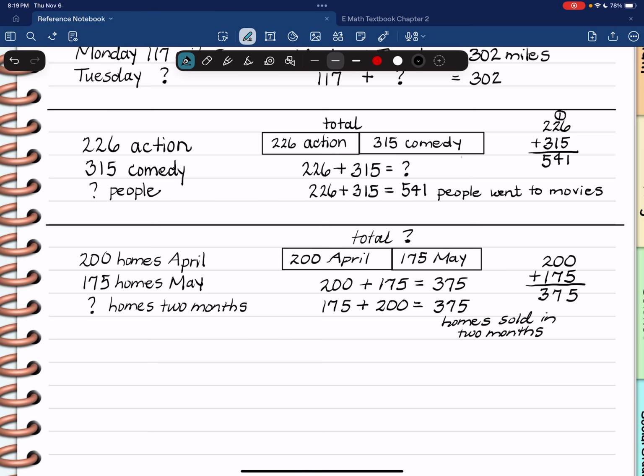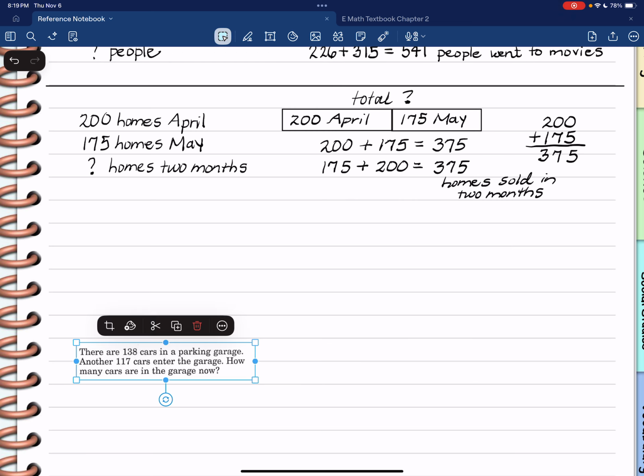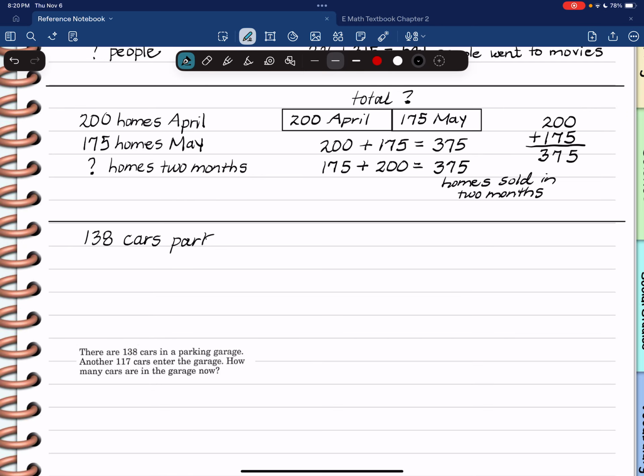So let's take this problem back to the notebook and let's work it out using the model. And let me remind you, on a test, you do not have to draw the model. This is just to help you if you need it. So we have 138 cars that were in the garage, so I'm going to say that they were parked. Then 117 cars enter the garage. They pull in the garage. And so the question is, how many cars are in the garage now?